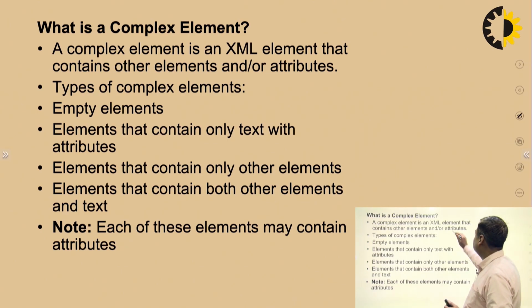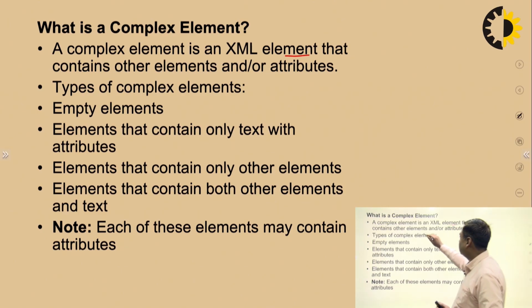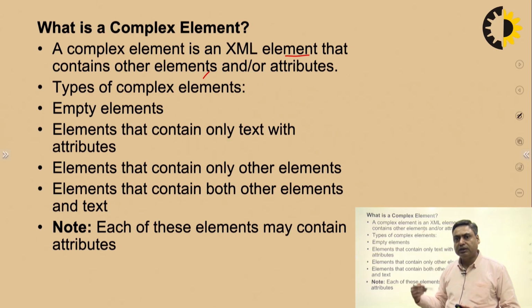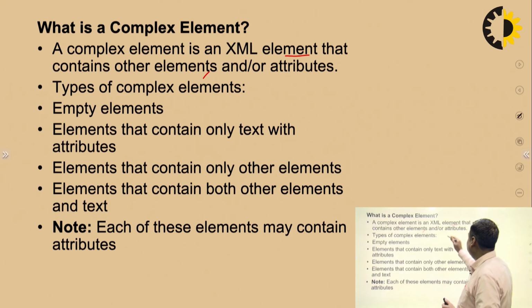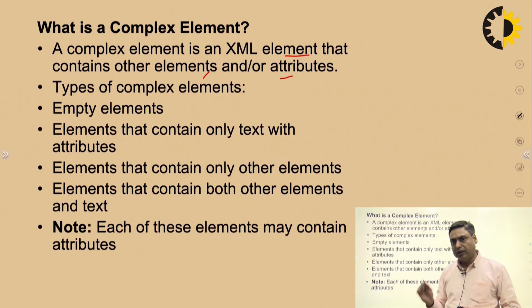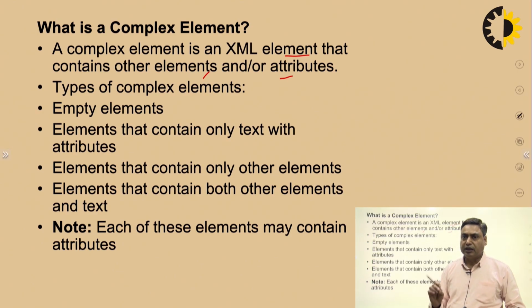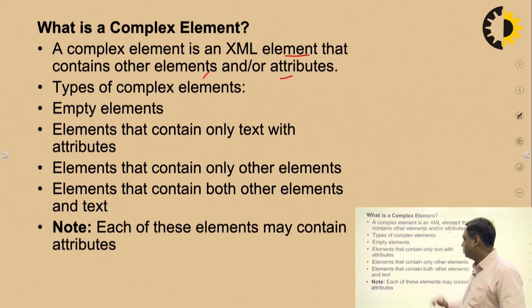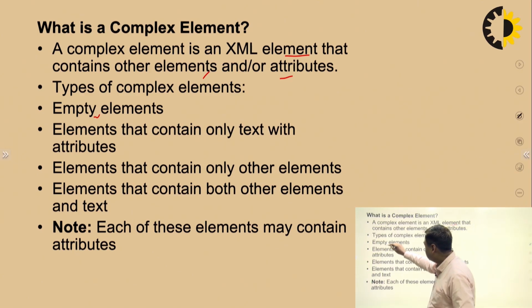A complex element is an XML element that contains other elements and/or attributes. If there is an element and we put an attribute in that element, we call that element also a complex element. In simple terms, if an element consists of an attribute, it is a complex element. If an element consists of other elements, or you can say nesting of the element is possible, then we call it a complex element. An empty element can also be called a complex element.